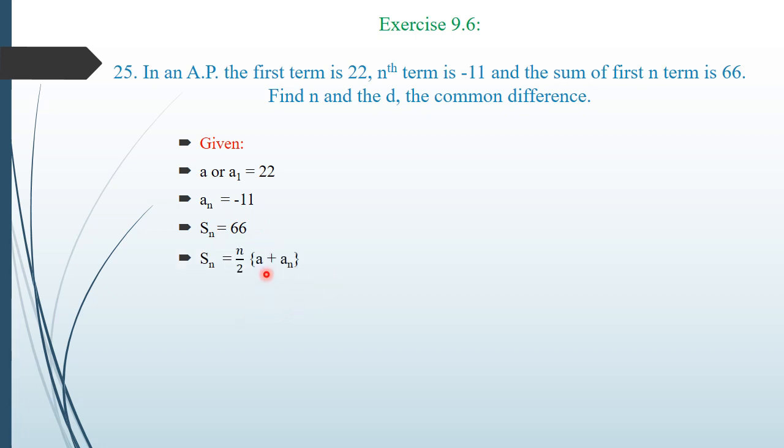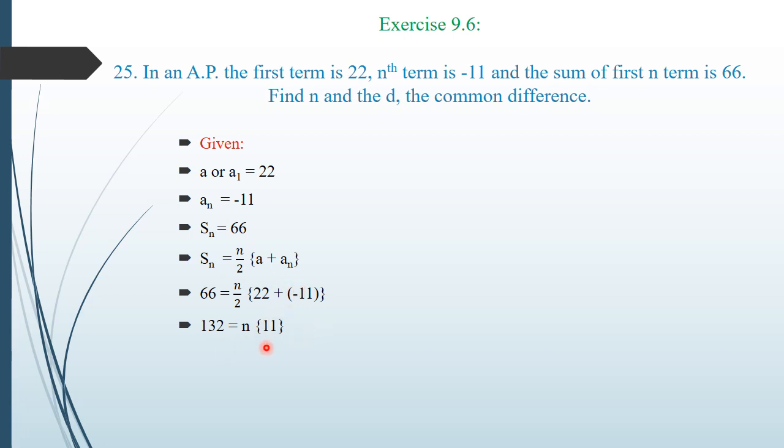Applying formula Sn equal to n by 2 into (a plus an). Here a is known, an is known, and Sn is given. Using this information, we'll find n here. 66 is equal to n by 2, I'll keep as it is. A is equal to 22, and in place of an, I'll substitute minus 11. Remember, when there is a negative term, we have to put it in brackets in order to avoid confusion. When I simplify this, I'll take this 2 to the left hand side. This denominator will come to the numerator here. That is 132 is equal to n into this, plus into minus will be minus. Therefore, 22 minus 11 is 11.